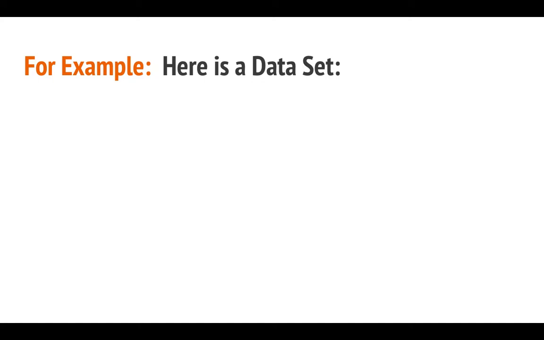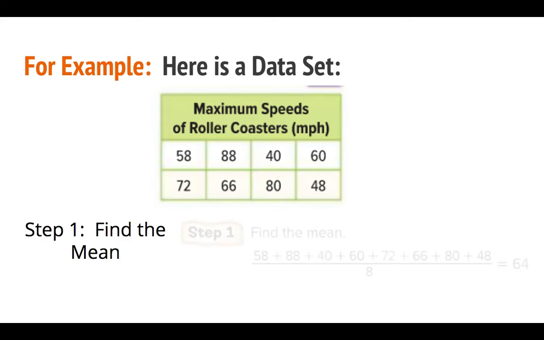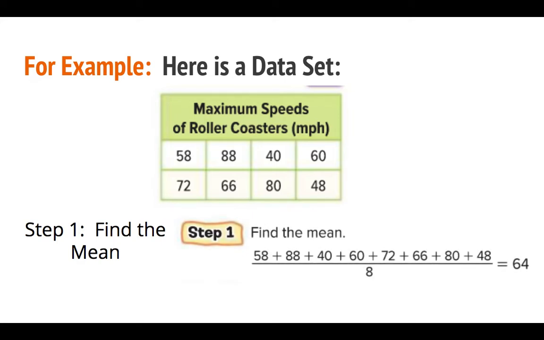So we're going to start by looking at a data set, and here it is. This is the maximum speed of roller coasters. So you've got 8 numbers in this data set. So your first step always is to find the mean. As a reminder, you do that by adding up these 8 numbers and dividing by 8, because there are 8 of them. That gives you a mean average of 64 in this data set.